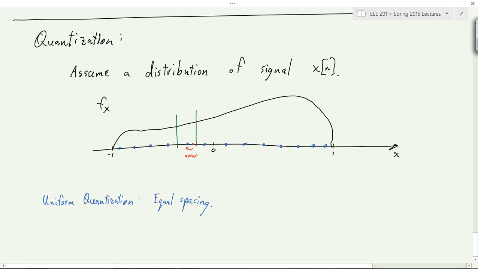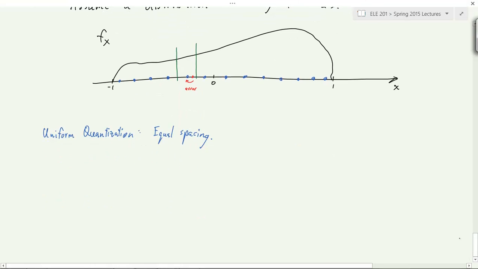Now notice if the quantization is fine enough, then no matter what the density was originally, it looks like a uniform distribution over that quantization interval. So it turns out that with fine enough quantization, the error is uniformly distributed if quantization is fine enough.